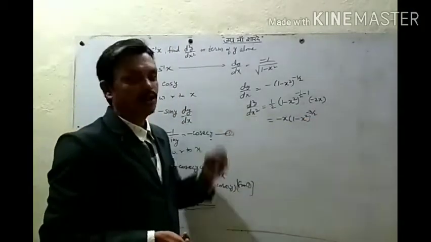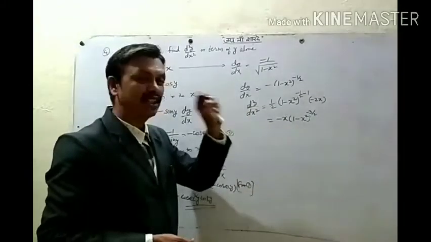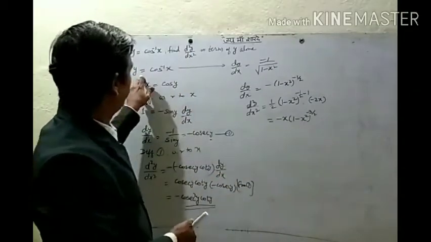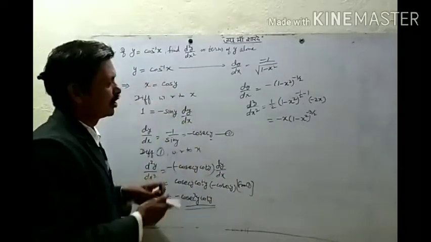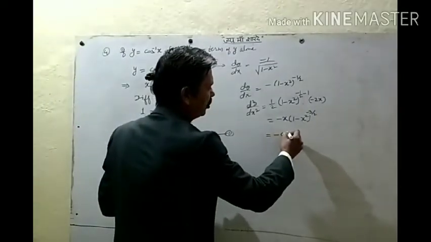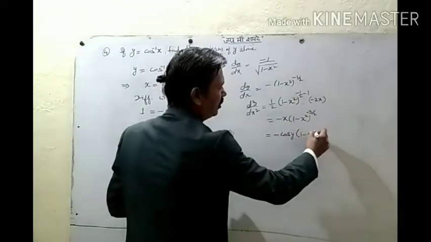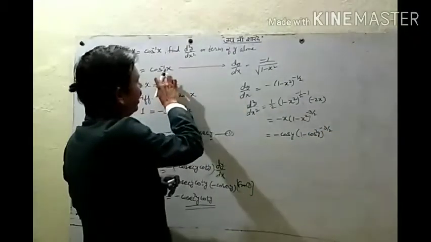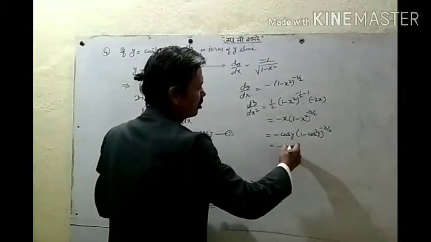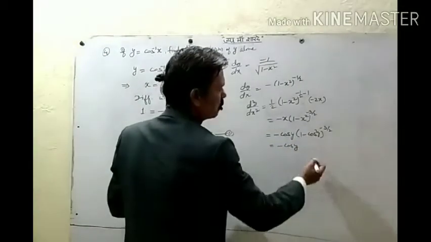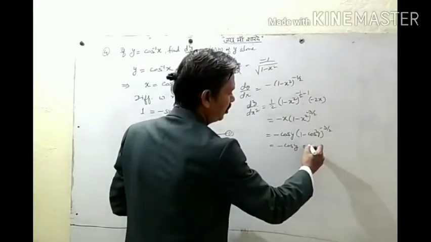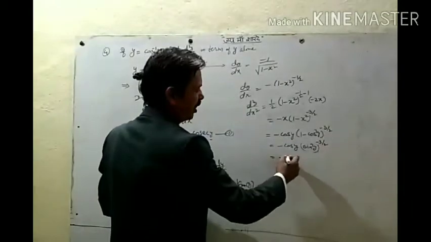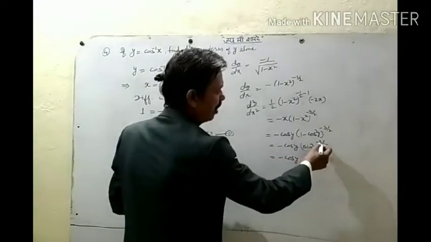So this is the second order derivative, but it is in terms of x. We need it only in terms of y. So how to eliminate this x? Since y equal to cos inverse x, x will be cos y. So this cos y you can put here. Now it is minus cos y. 1 minus cos square is sin square. So minus cos y, sin square to power minus 3 by 2.